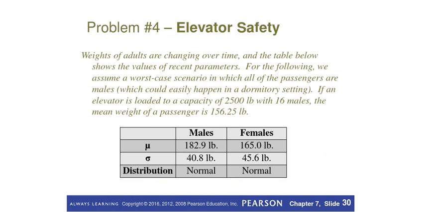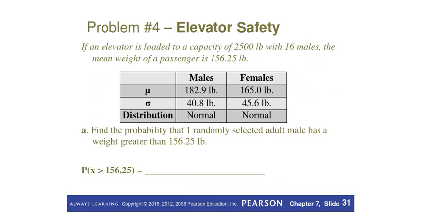Well, let's look at the population. For males, the mean weight is 182.9 pounds with a standard deviation of 40.8 pounds. The distribution is normal. Similarly, for females, 165 is the mean weight. 45.6 is estimated to be the population standard deviation, and it's also normally distributed. So let's just talk about the males here now, because we want to figure out what's going to happen for getting 16 males with a mean weight not more than 156.25.